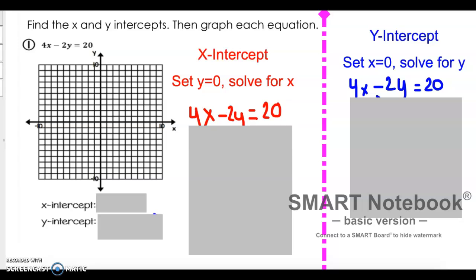Alright, so this problem says find the x and y intercepts, then graph each equation. So here we are given the equation 4x minus 2y equals 20. That is in standard form, the standard form of a linear equation.